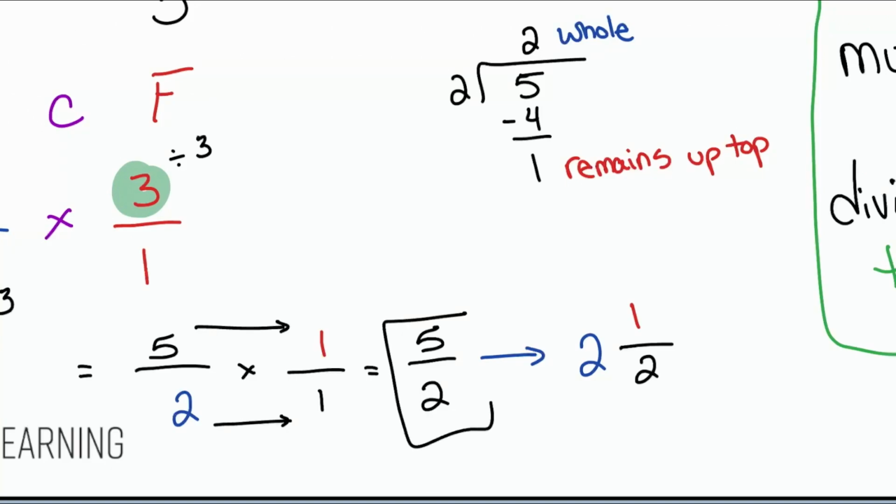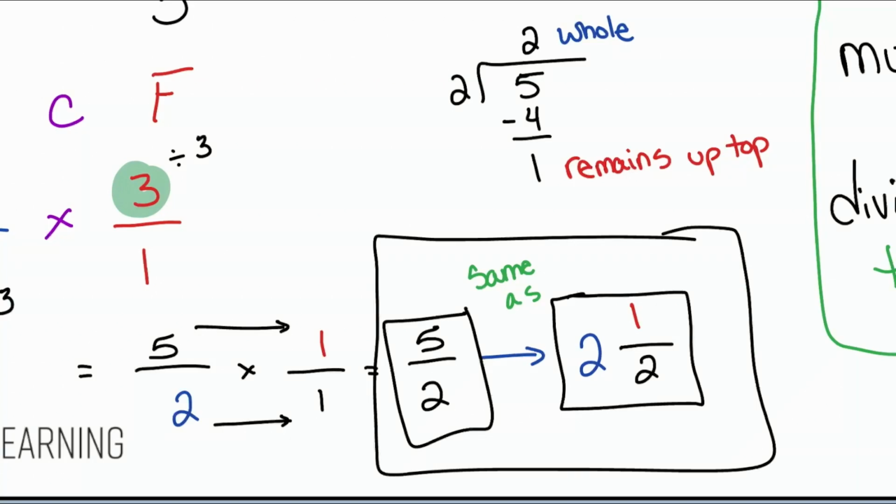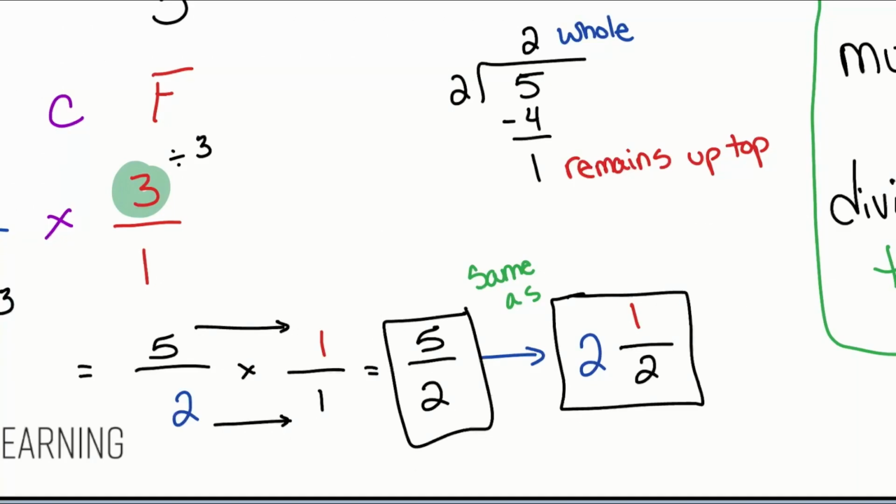So 5/2 is the same as 2 1/2. These are the same. So if the final answers were all mixed numbers, this is what you would have to do right there. But if this was a standardized practice test problem and you saw multiple choice options, I guarantee you that more often than not, that final answer will be a mixed number.